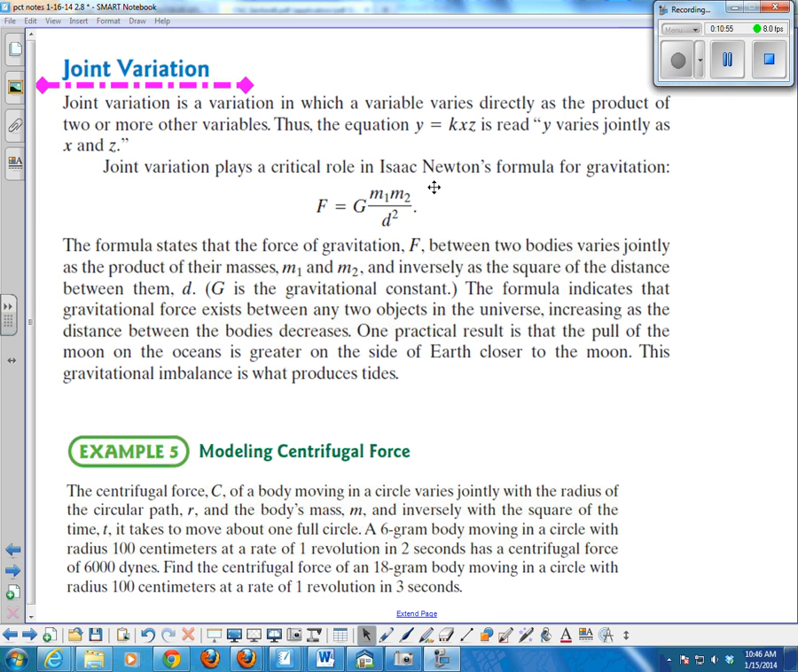Joint variation is involved in Isaac Newton's formula for gravitation. Okay, so it says that the force of gravitation F between two bodies varies jointly as, okay, so G is the gravitational constant. That's the constant of proportionality. So varies jointly as the product of their masses, m1 times m2, and inversely as, so that means in the denominator, inversely as the square of the distance between them.